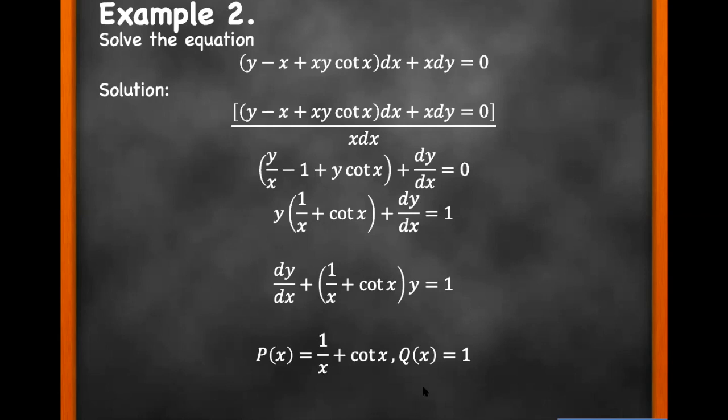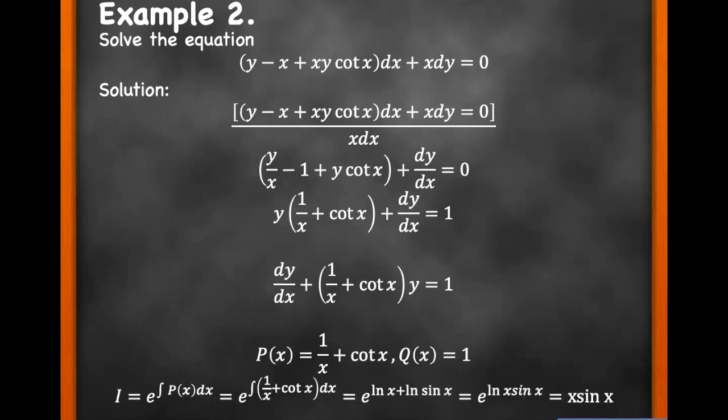Now, the next step is, now that we have put the equation into standard form, we will determine the integrating factor. The integrating factor is equal to e raised to the integral of p of x times dx. Of course, by putting the equation into standard form, we can easily see the value of p of x, so that we can solve the integrating factor. So we have this.